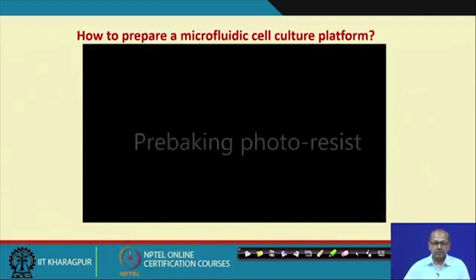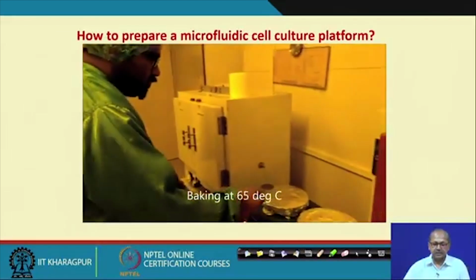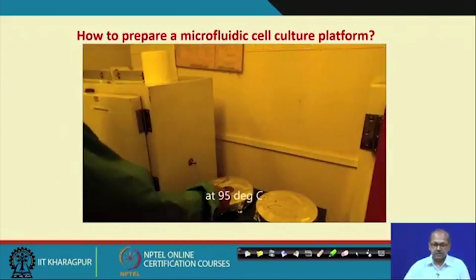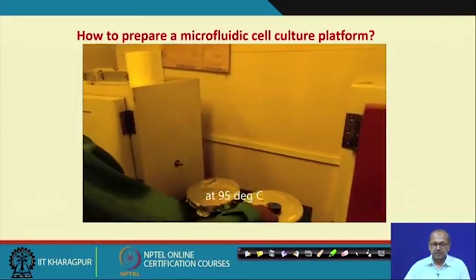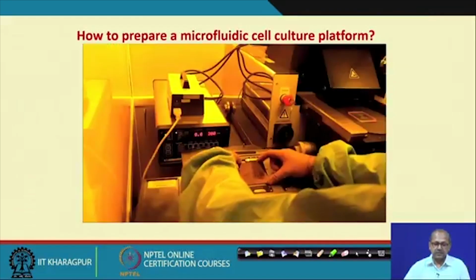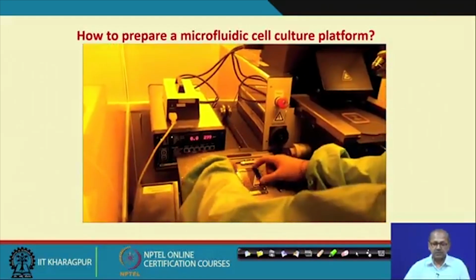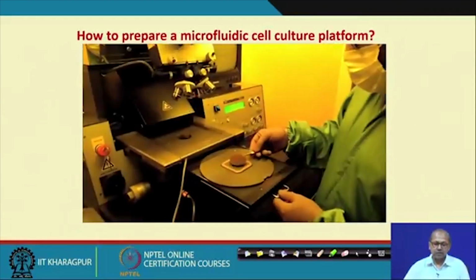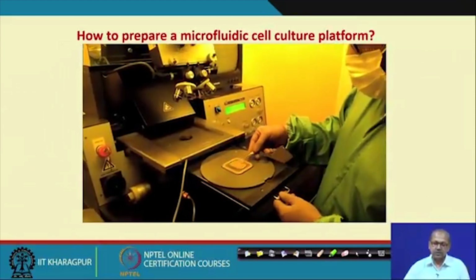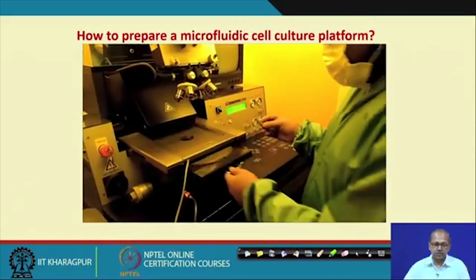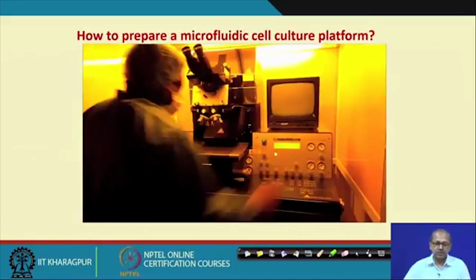After the spinning, we pre-bake at 65 degrees centigrade for 2 to 3 minutes, then again bake at 95 degrees centigrade for around 2 to 3 minutes. Then we are loading the mask. So, first is your chrome mask, and on top of the chrome you place the silicon wafer with SU8, which we have prepared earlier. Then you insert it in the UV chamber.